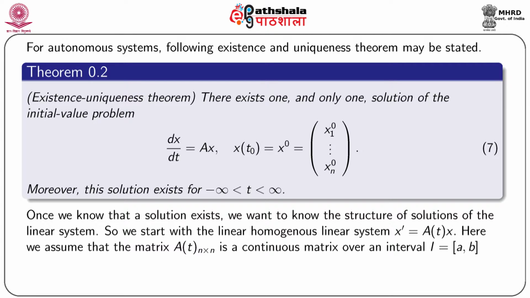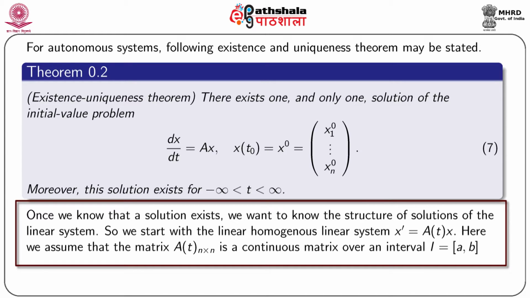For the autonomous system, the following existence and uniqueness theorem is stated as follows. There exists one and only one solution of the initial value problem dx/dt is equal to Ax, where x(t0) equal to x0, which is equal to (x10, x20, ..., xn0). Moreover, this solution exists for all t between minus infinity to plus infinity.